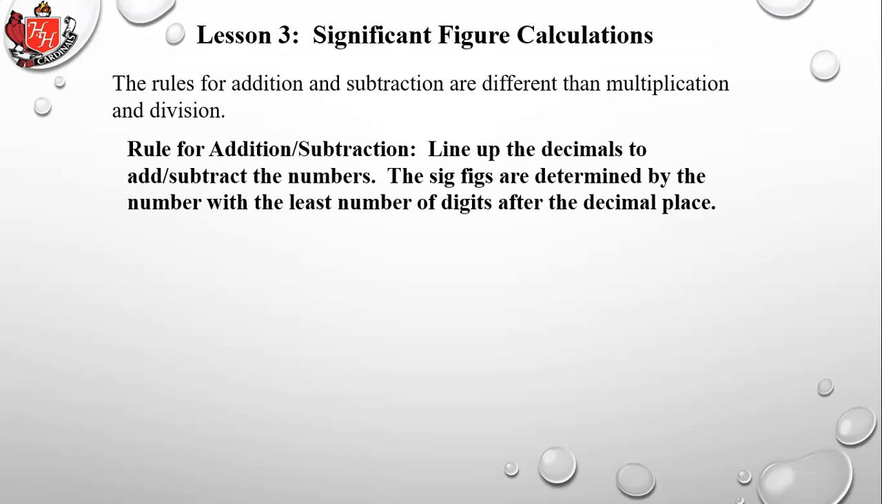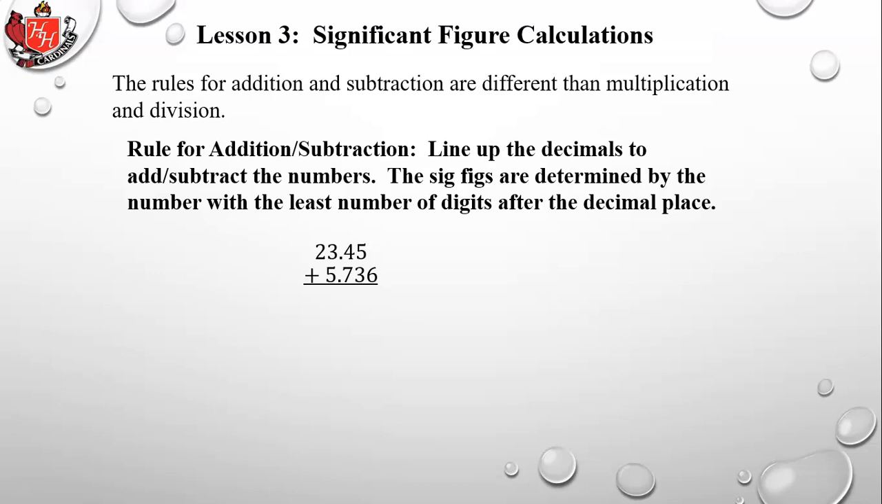Rule for addition, subtraction. Line up the decimals to add or subtract numbers. Okay, that's what you always do when you add or subtract decimal numbers. The sig figs are determined by the number with the least number of digits after the decimal place. Okay, so let's just go to some examples to see what that means. So you're going to add those two numbers. Let's identify what number that would be. It would be the 23.45. That has the least number of digits after the decimal. It has a 4 and a 5.